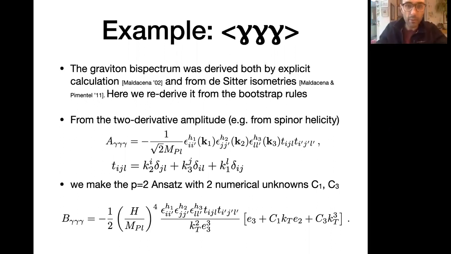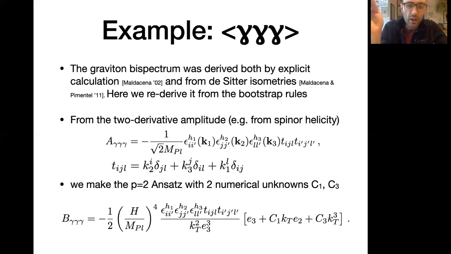So gamma, gamma, gamma. This was first derived by Maldacena many years ago, and it was rederived later on using the de Sitter isometries in Maldacena and Pimentel. But here we will derive it without ever talking about the de Sitter boosts, okay? Just from the bootstrap rules. Okay, so what are the rules?